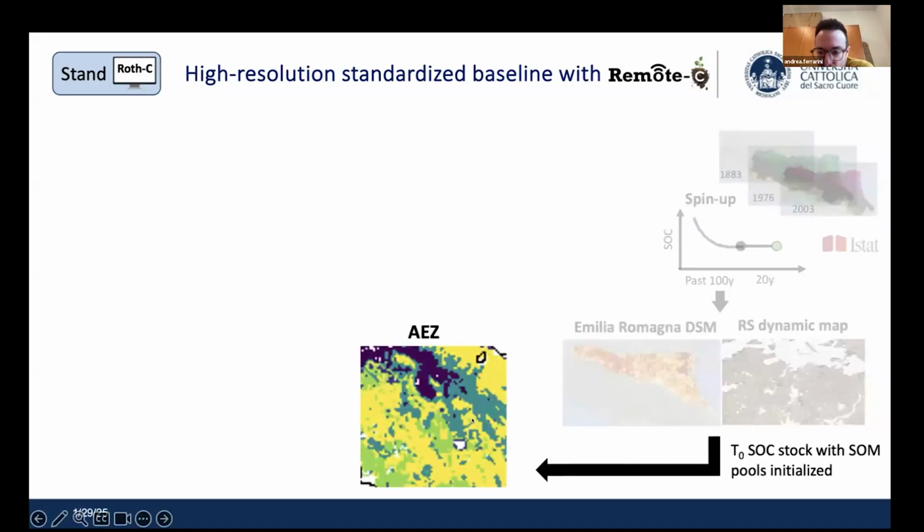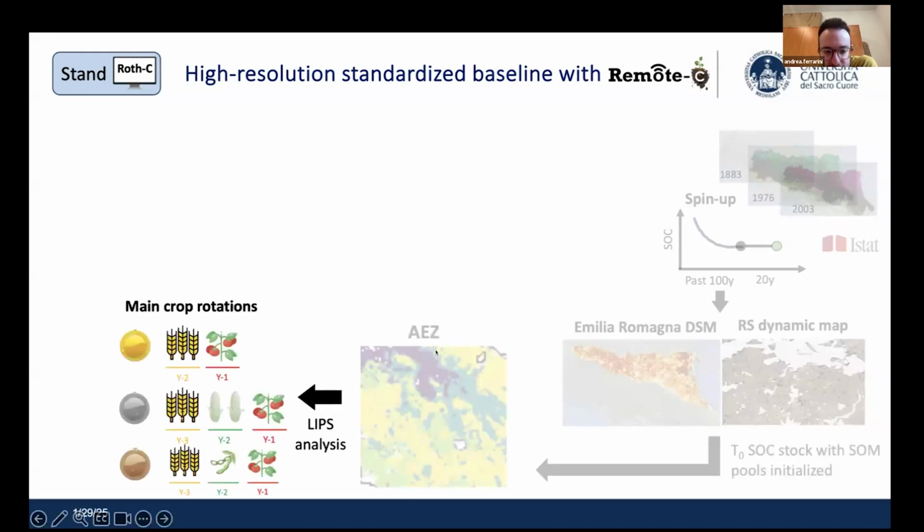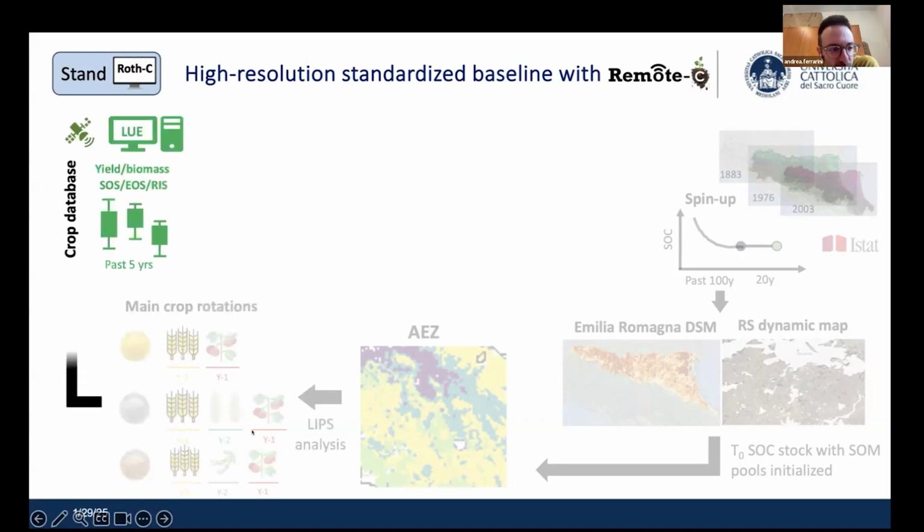We want then to initialize the stock pool for each agroecological zone. For the moment, we don't want to run a parcel-specific simulation, but we do want to classify an agroecological zone in terms of main crop rotation. So we did the land parcel information system analysis, and we classified the main crop rotations, so the three most frequent crop rotations within an agroecological zone.